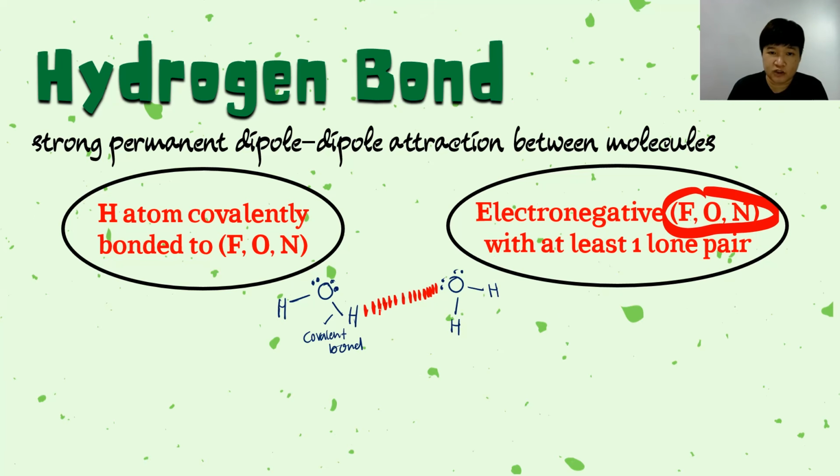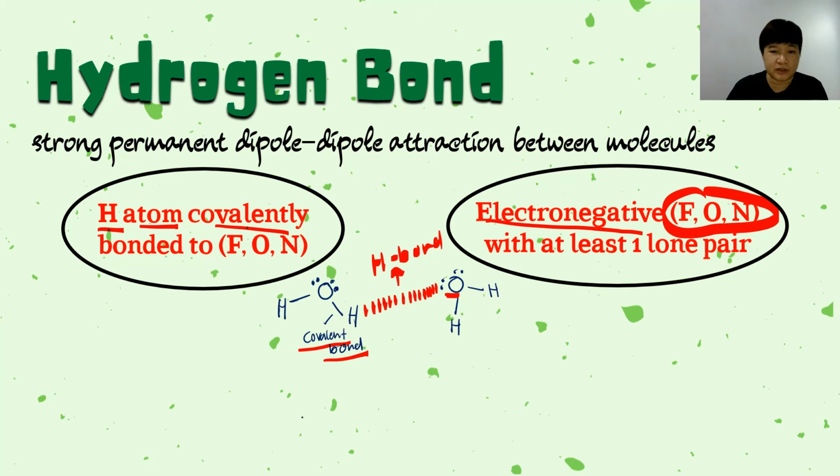So the red dot that I give to you between the H and the O over here is what we call hydrogen bond. And this hydrogen bond is formed between the hydrogen atom covalently bonded to an electronegative atom with at least one lone pair. See that? That is what we mean by hydrogen bond.